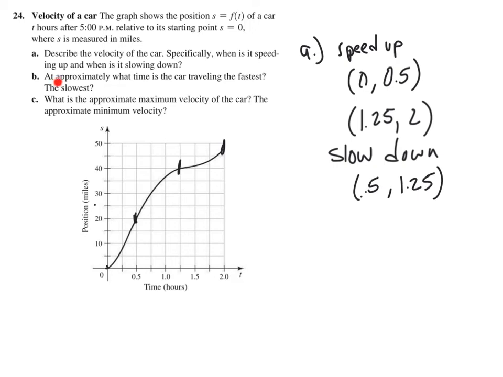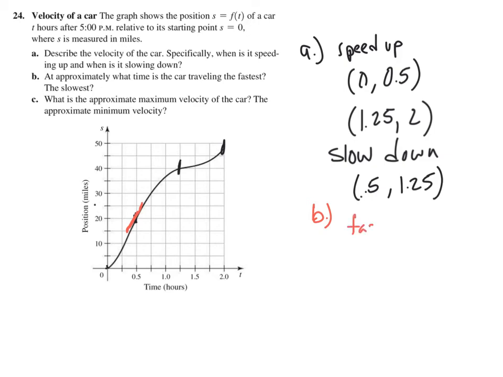Part B says, at approximately what time is the car traveling the fastest? When is it traveling the slowest? Okay, so I really want to look at my tangent line on that. I'm thinking about where could I draw the steepest tangent line? And that's right about here. And I'd say that that's at about 0.5 hours.